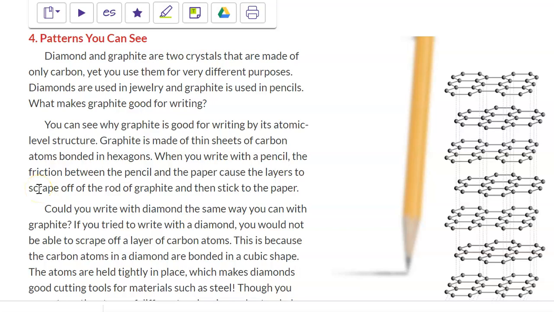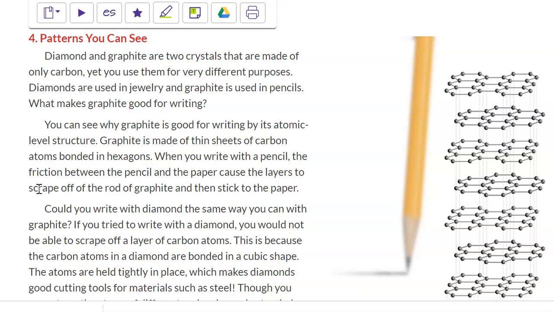Patterns you can see. This is section 4, page 31. Diamond and graphite are two crystals that are made of only carbon, yet you use them for very different purposes. Diamonds are used in jewelry and graphite's used in pencils. What makes graphite good for writing?